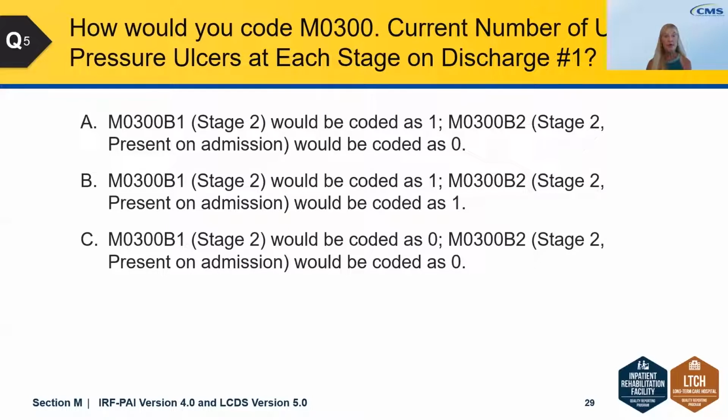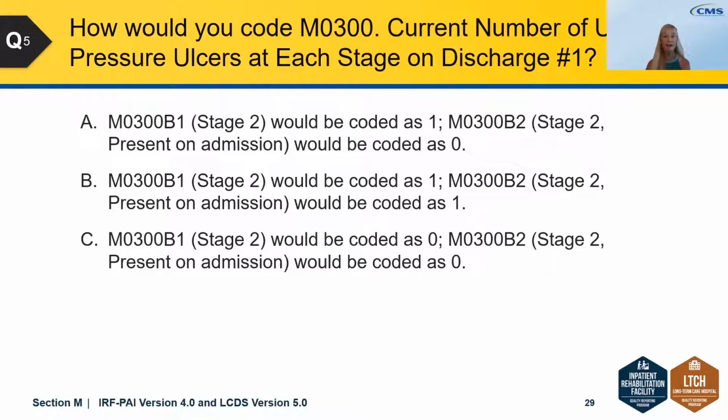Would it be A, M0300B1 stage 2 is coded as a 1, and M0300B2 stage 2 present on admission is coded as 0. B, M0300B1 stage 2 is coded as a 1, and M0300B2 stage 2 present on admission would be coded as 1. Or C, M0300B1 stage 2 would be coded as a 0, and M0300B2 stage 2 present on admission would be coded as 0. Please enter what you think is the right response in your app.